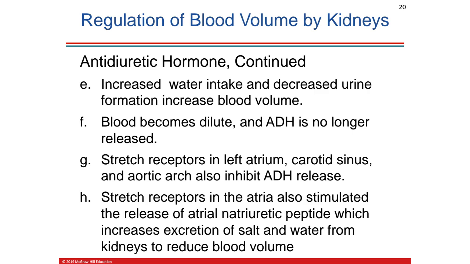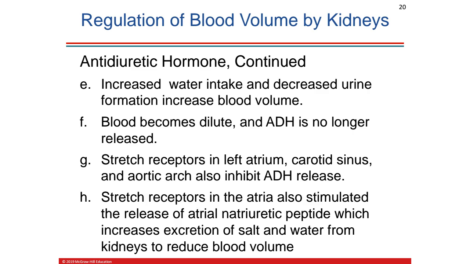There are stretch receptors in the left atrium, in the carotid sinus, and in the aortic arch. And these actually will inhibit ADH release or secretion. And that makes sense because remember, ADH is released typically in situations where the blood has become more concentrated. There's an increase in osmolality. In a situation in which, and often together with that, there's a decrease in blood volume.